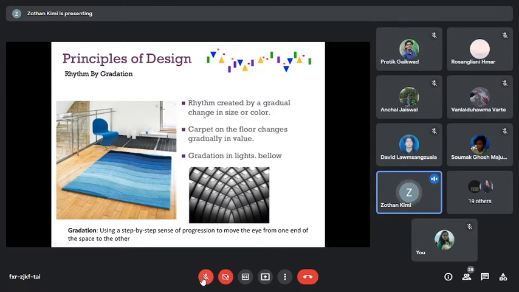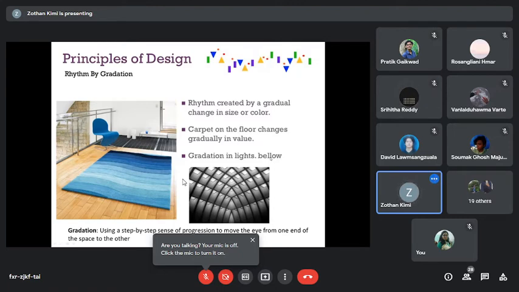So it could be in terms of shape, it could be in terms of colors. All right, so this is not below. Okay, so it's below. So that is a spelling mistake. Anyway, so you understand gradation, right? Rhythm by gradation. It is a slow change. For example, white, and then it becomes more gray, and then it becomes even darker gray, and eventually it becomes black at the end. So that is called gradation.